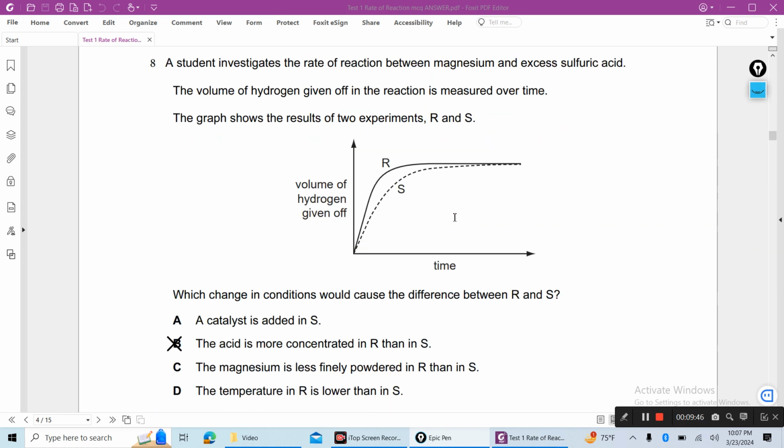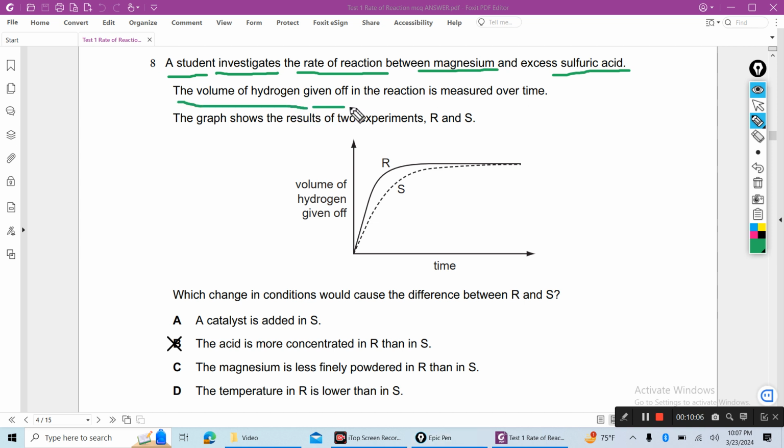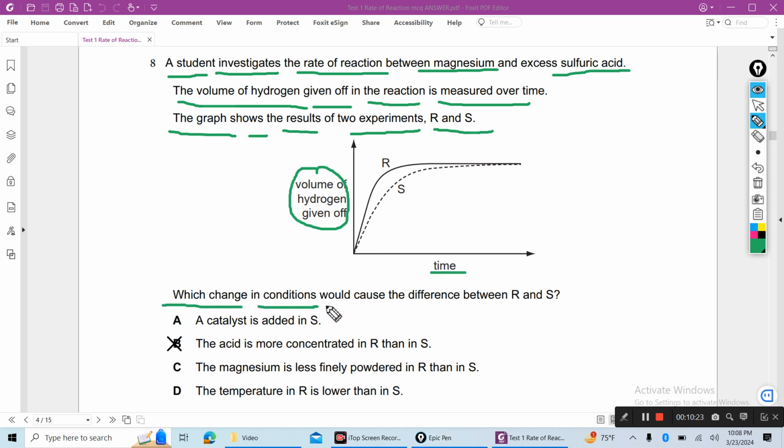Now number 8, a student investigates the rate of reaction between magnesium and sulfuric acid. So magnesium reacts with sulfuric acid, magnesium sulfate and hydrogen gas is formed. The volume of gas given off in the reaction is measured over time. The graph shows the result of two experiments R and S. You see Y axis volume of hydrogen gas given off, X axis time. So which change in condition would cause the difference between R and S?